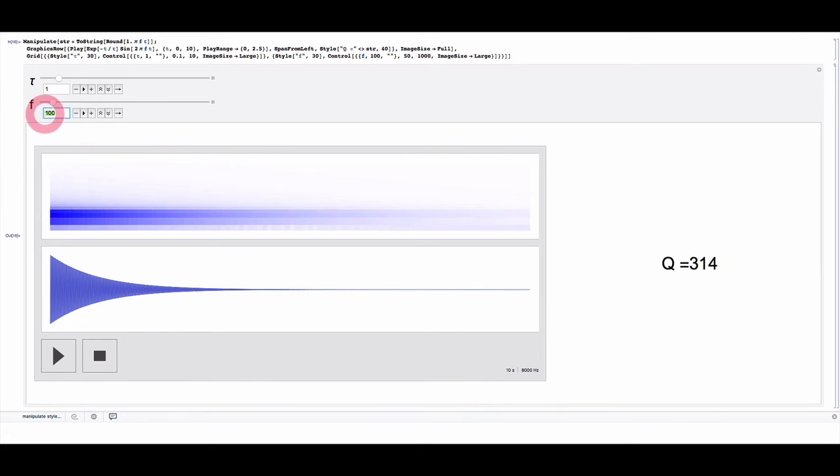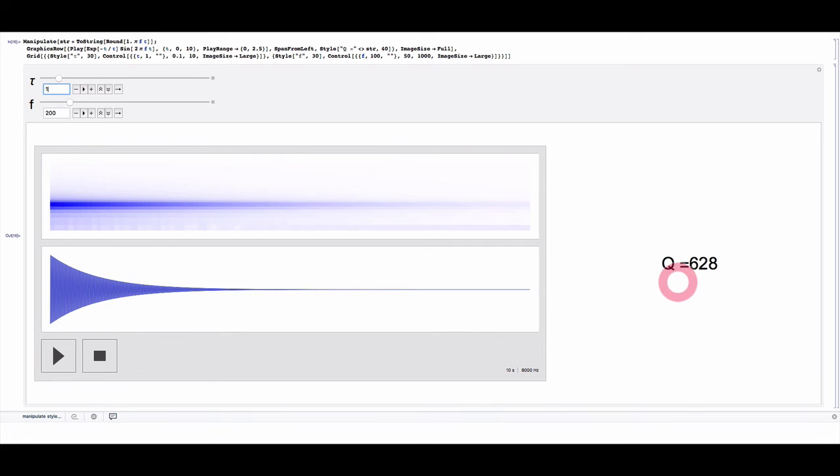Now if I double the frequency here, it has the effect of doubling the quality factor. Although the decay envelope is the same, the number of cycles within the decay envelope has now increased by a factor of 2, so double the quality factor.